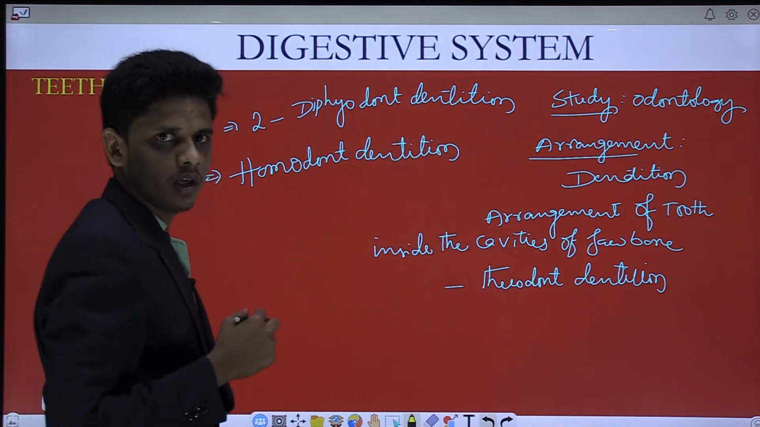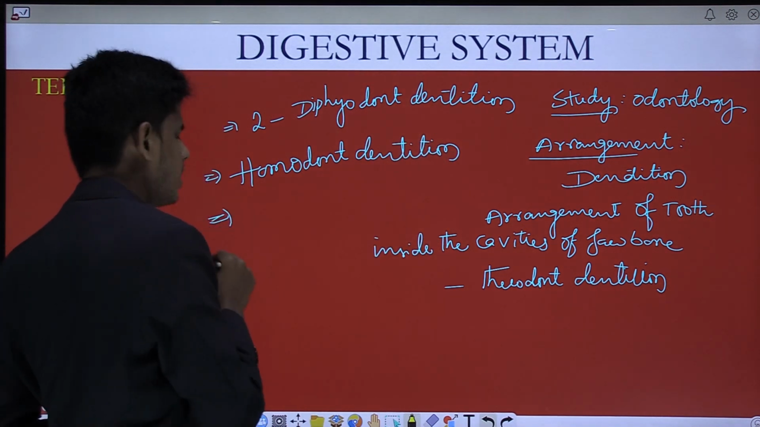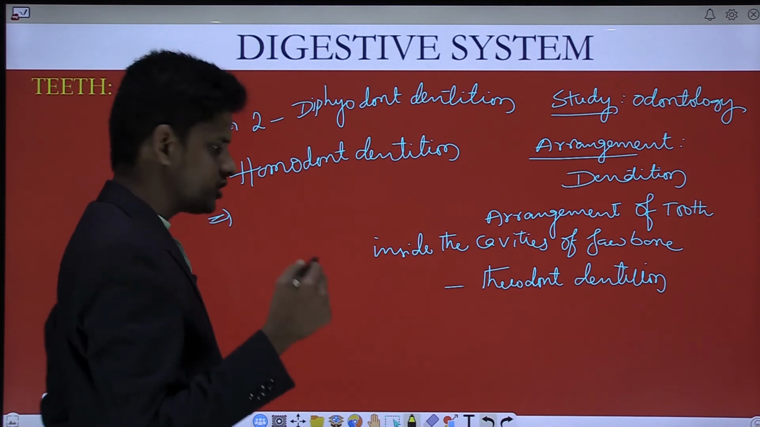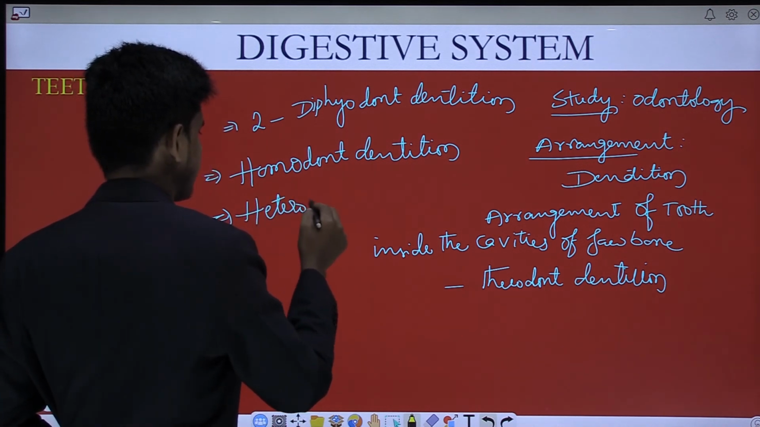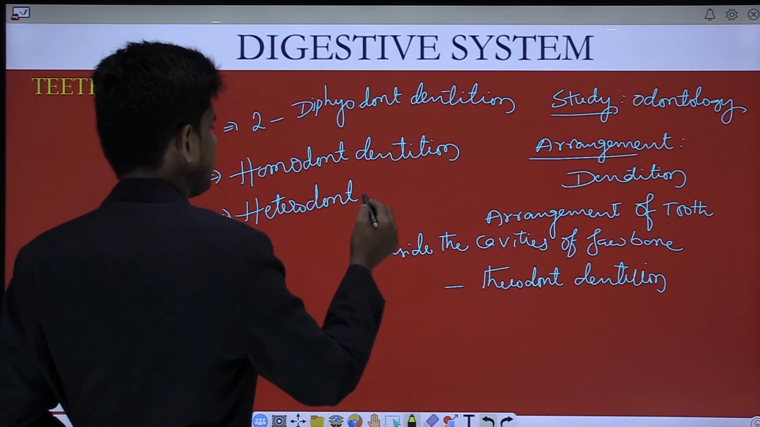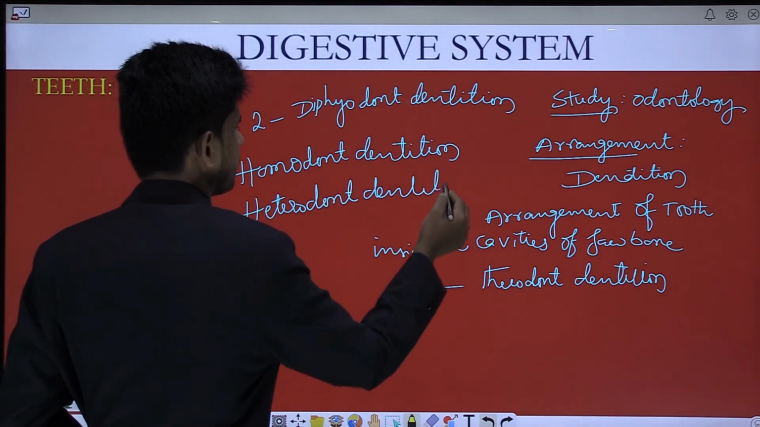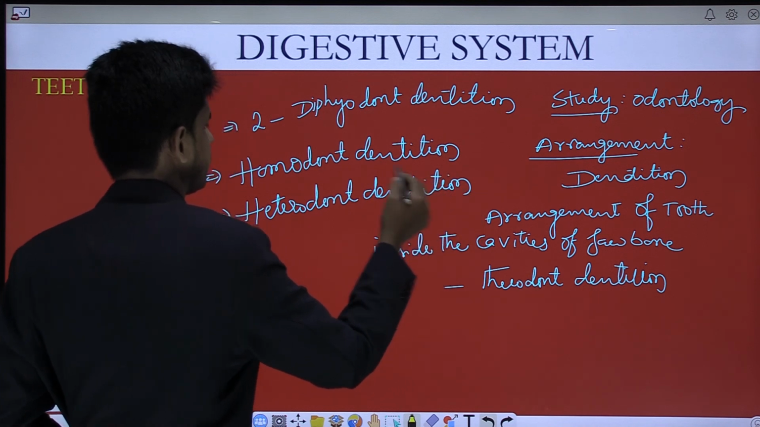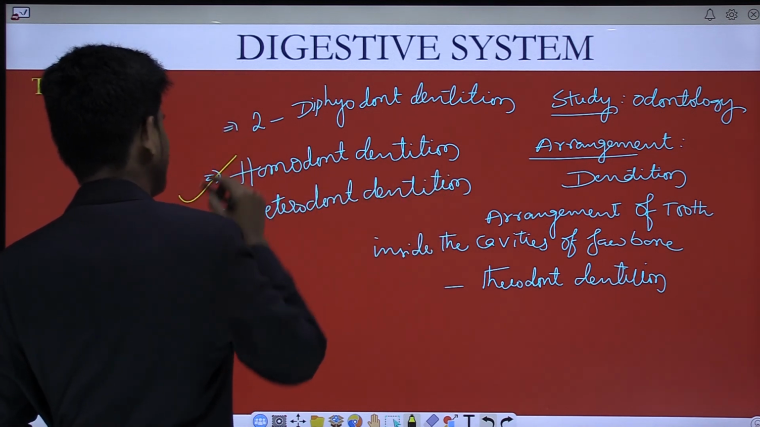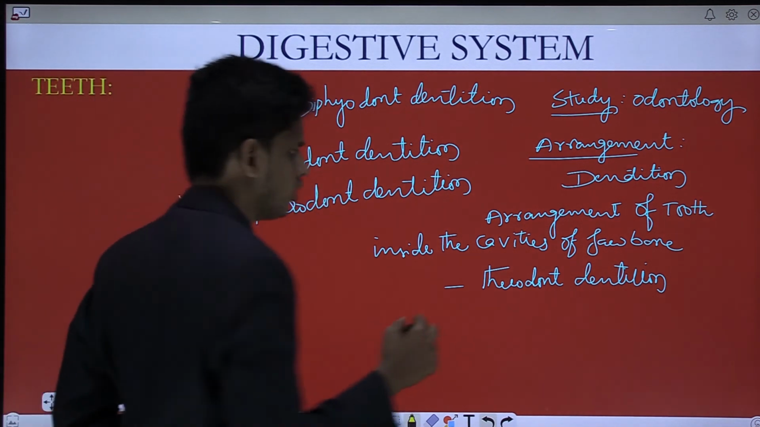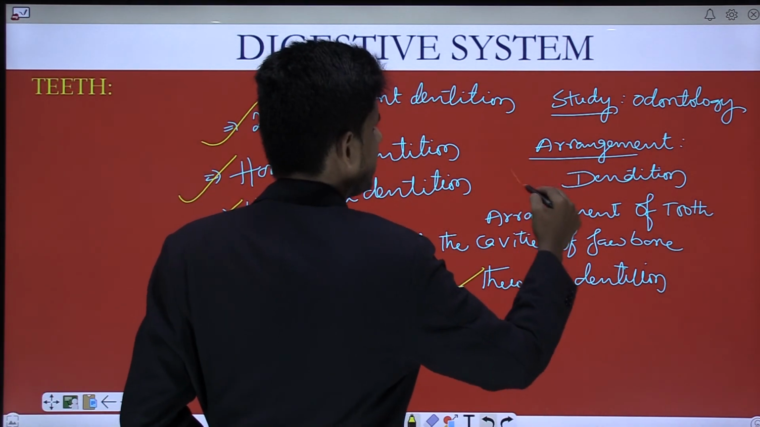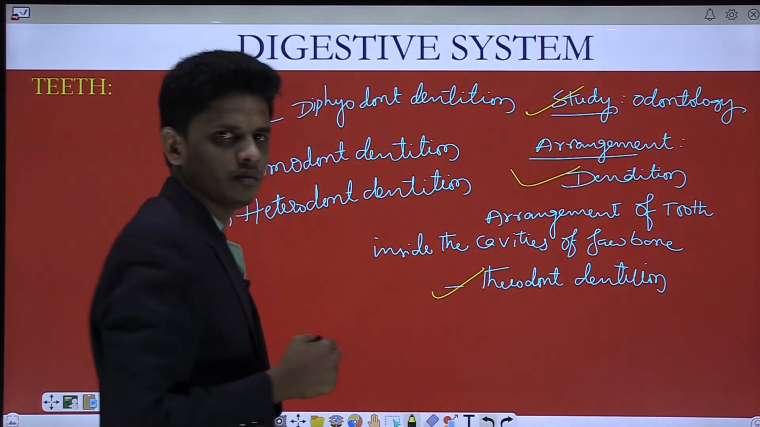And if the teeth are not of the same shape and the same structure, such dentition is called heterodont dentition. So you know homodont dentition, heterodont dentition, diphyodont dentition, thecodont dentition, and also the dentition itself and the study. Fine.